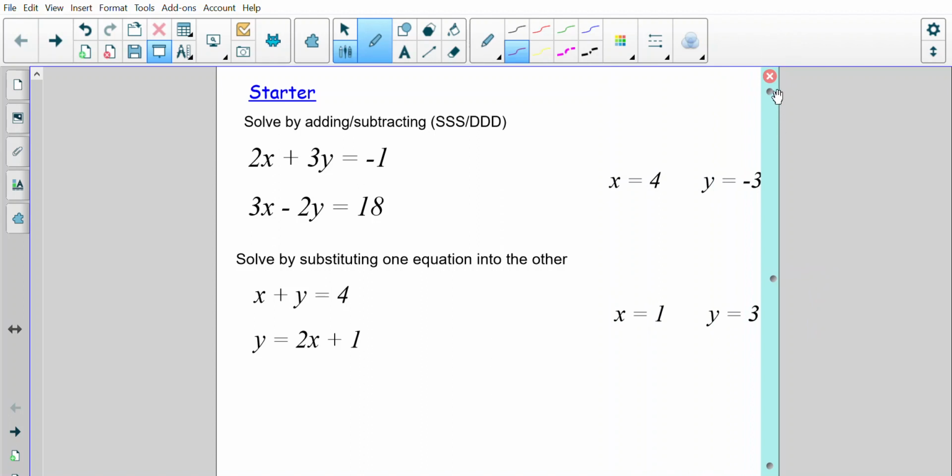So those are the answers that you should have got. For the first one, x is 4, y is -3. The second one, x is 1, y is 3.